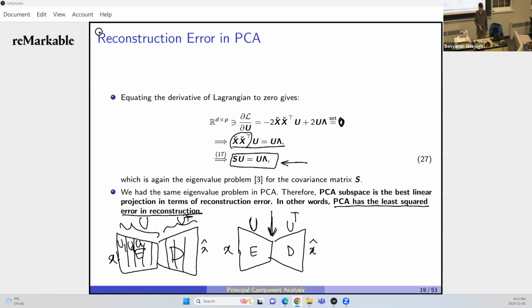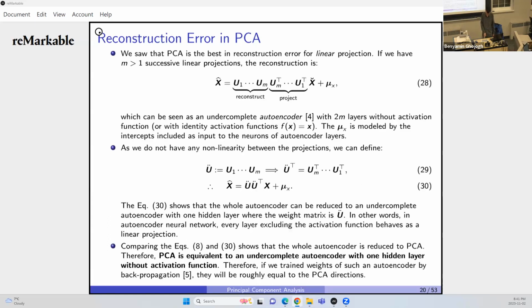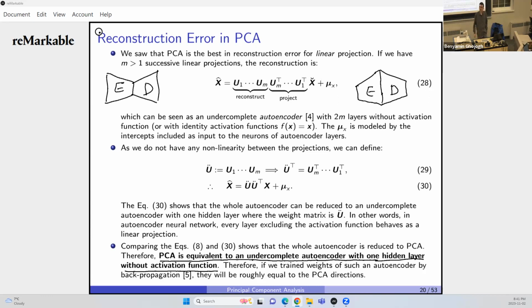I already said it here. What I said about the autoencoder is here. So PCA is equivalent to an undercomplete autoencoder with one hidden layer without activation function. By the way, I will tell you what undercomplete means. This is an undercomplete autoencoder. This is an overcomplete autoencoder, encoder, decoder. An undercomplete autoencoder is for compression, for dimensionality reduction.